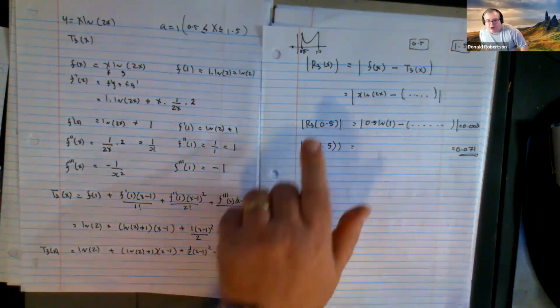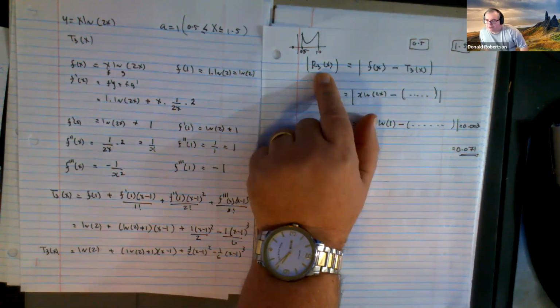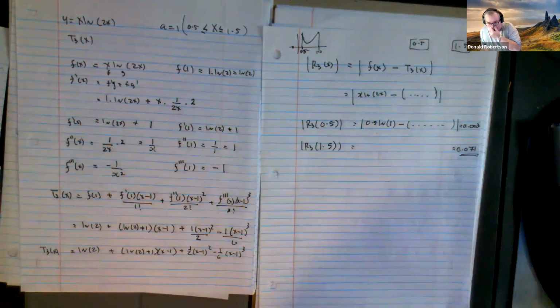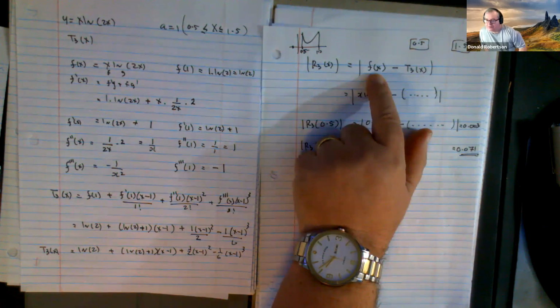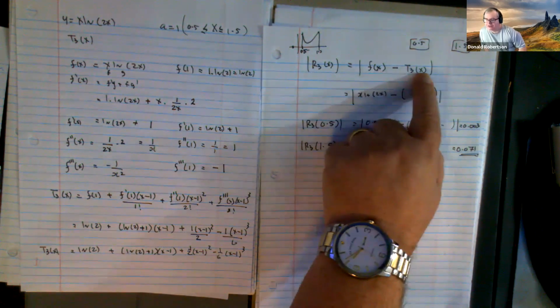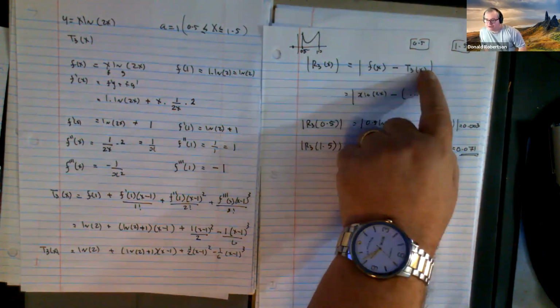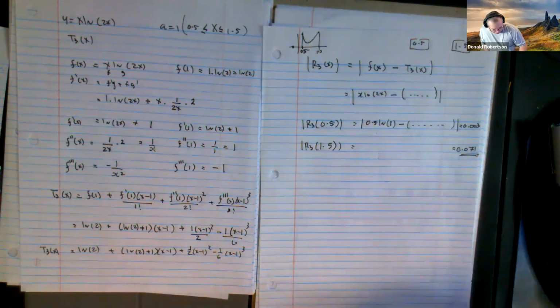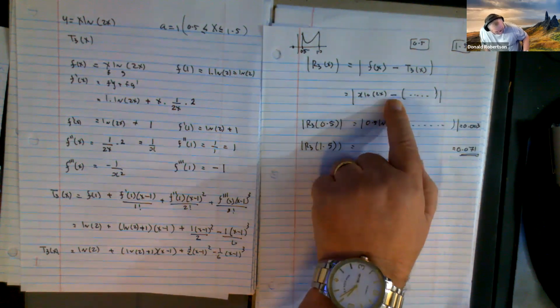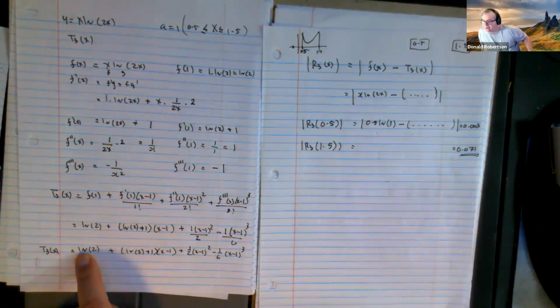Now, the way I want you to do the remainder isn't the way that the textbook asks you to do it. Simply, you are just going to use this formula. The function take away t3 of x. The absolute value between these two is essentially the error at any given value of x. So it would be x log x take away this horrible mess.